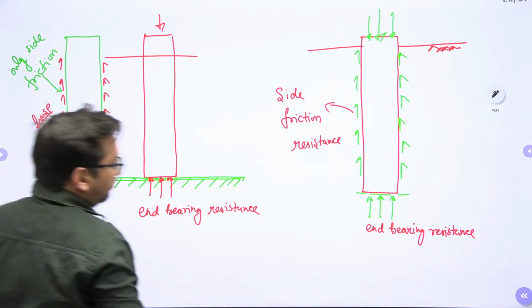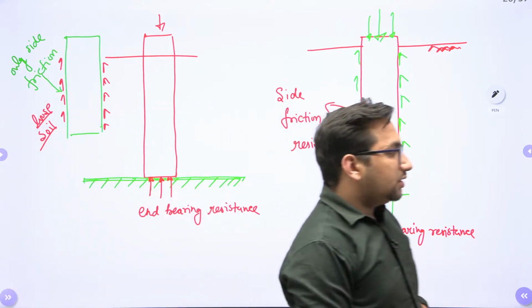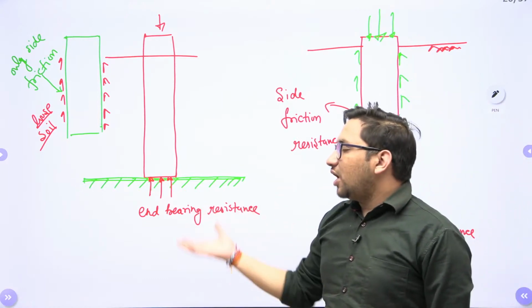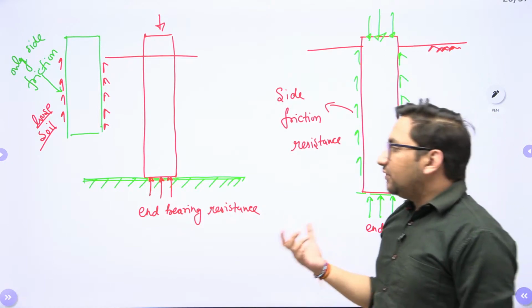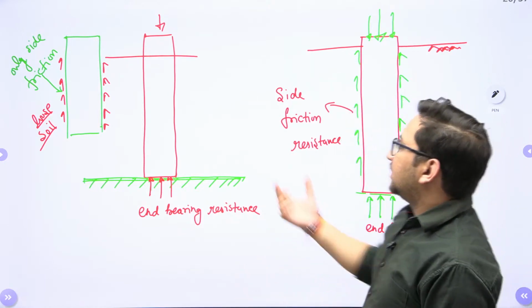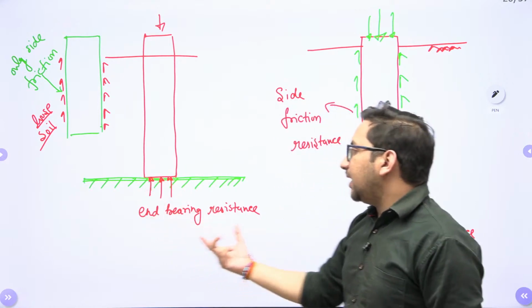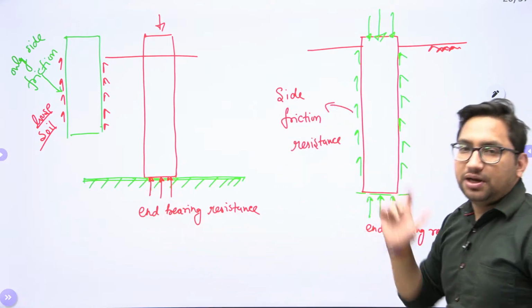Clear? So based on the criteria of how they are distributing the load or how they are carrying the load, we can classify piles as friction piles, end bearing piles, or end bearing plus friction piles, right?